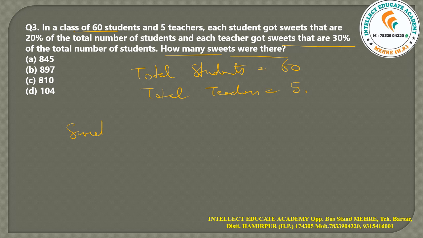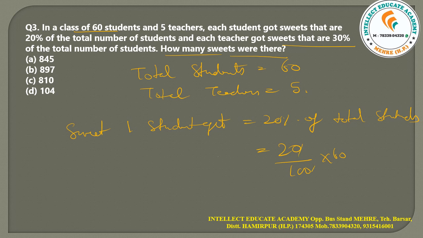Sweets one student gets: 20% of the total students. That is how much? 20% of 60. 20 upon 100 into 60. We solved the percentage into a numerical value, so this is equal to 12. So a single student is getting 12 sweets.